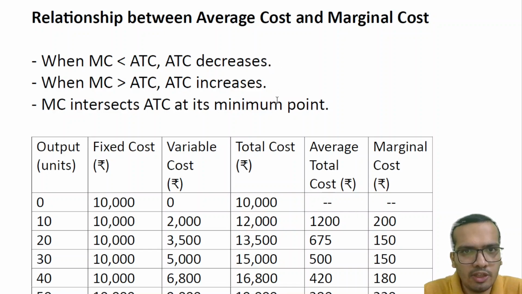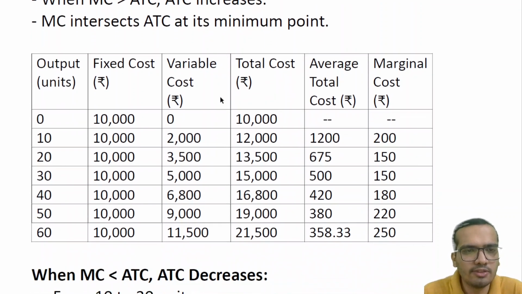So I will try to explain just 3 pointers or 3 conditions. First, when marginal cost is less than average total cost, average total cost decreases, so it will be in a decreasing direction. Similarly, when marginal cost is greater than average total cost, average total cost will rise or increase, and marginal cost intersects average total cost at its minimum point.